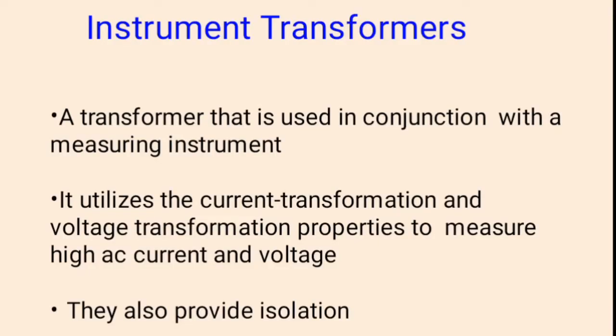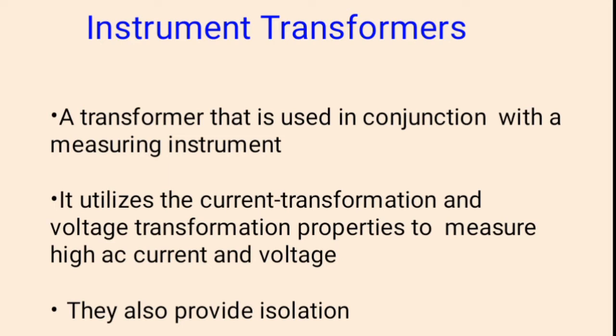That means the transformers which are used to measure voltage and current are called voltage transformer and current transformer, or potential transformer and current transformer. Mainly the transformers which are used in conjunction with the meters are called instrument transformers. Instrument transformers are two: one is the current transformer, another one is the potential transformer. A transformer that is used in conjunction with a measuring instrument is called an instrument transformer. Instrument in the sense meters.